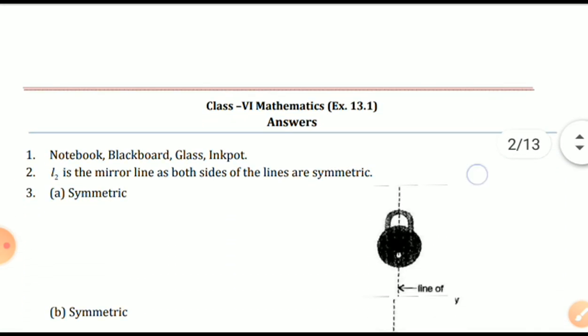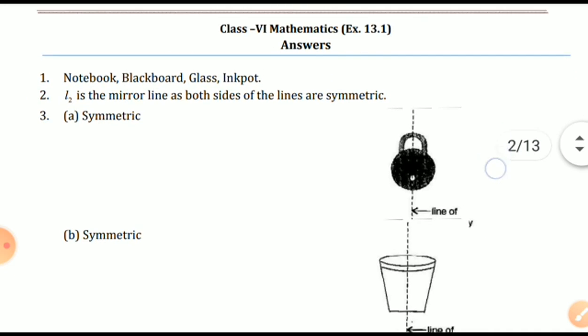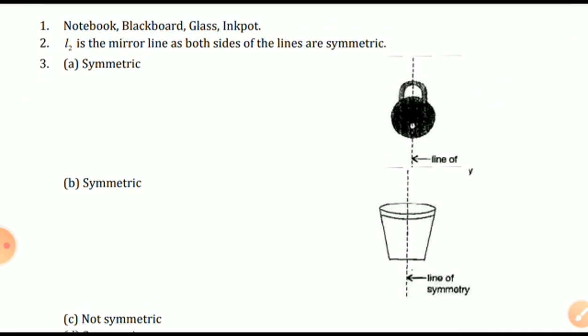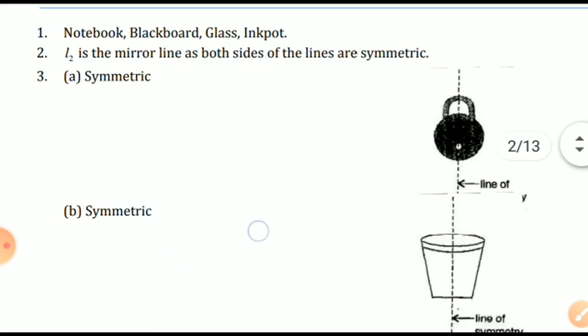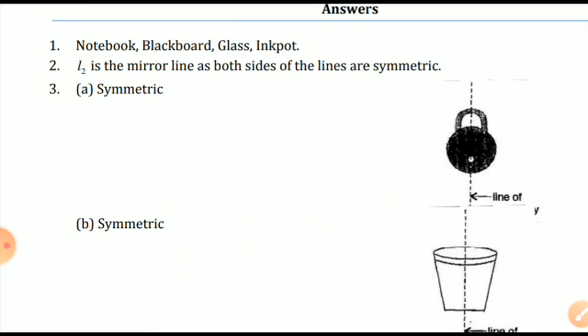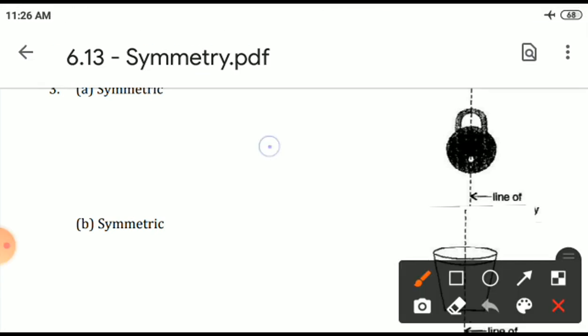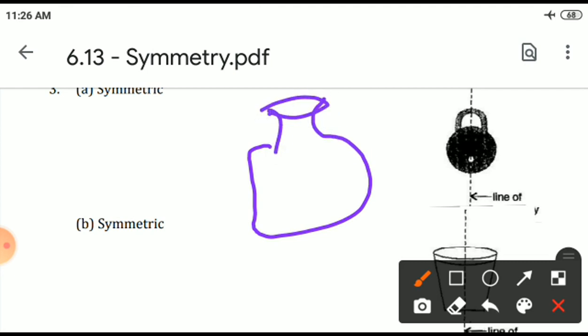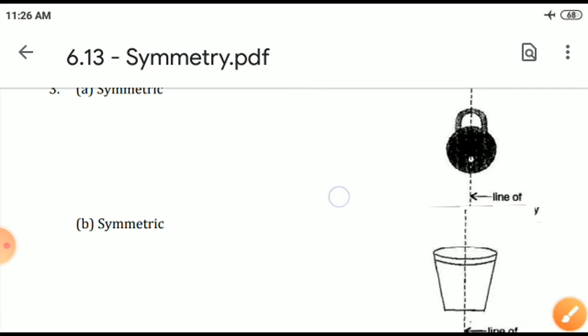Now answers are here. In the first question we had to list the things which are symmetrical in our house or school. First of all, we can say a notebook in both places. Yes, very good, students. A blackboard is also symmetrical. A glass is also symmetrical. An ink pot is also symmetrical. Ink pot, do you know? In the olden days, these types of bottles were used. If you draw a line of symmetry straight in between, exactly one side is the same as the other. So you can find this one also here.